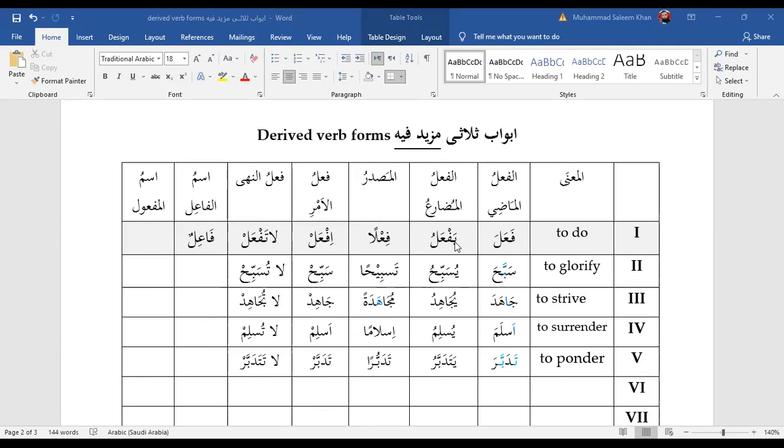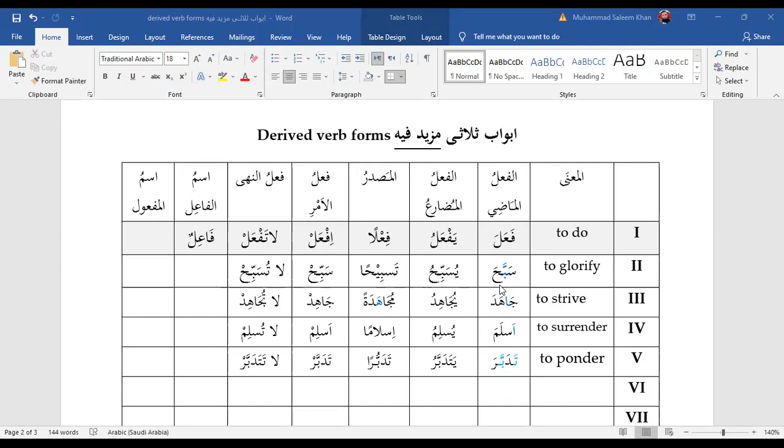So we have learned 1, 2, 3, 4, 5, and 6 forms. And I think we will learn up to 7 or maybe up to 10. And then inshallah, you will be able to make these forms from every verb that you come across. Okay, so now we move on to the mazid fi derived forms.